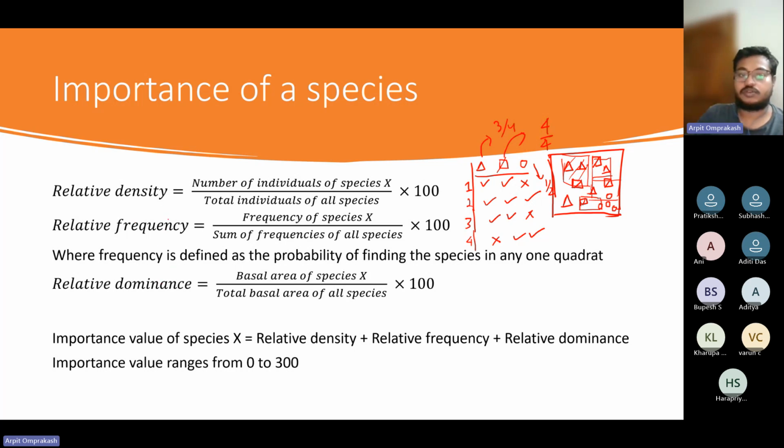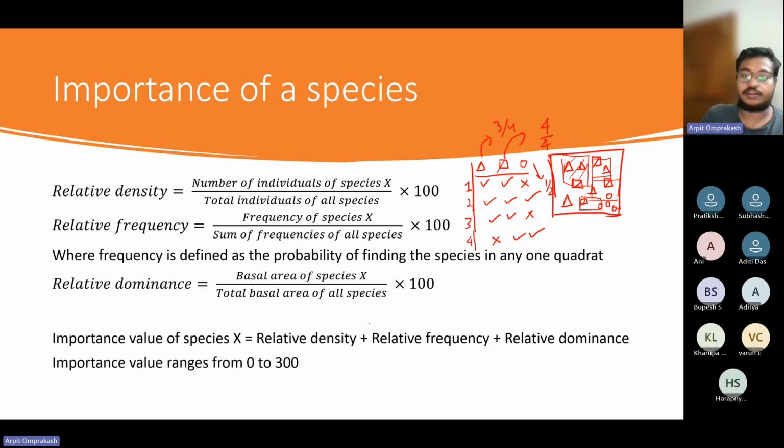So the importance of a species is then given as relative density plus relative frequency plus relative dominance. So relative density is how many individuals there are. Relative frequency is whether the species has a high probability of being encountered in the community, and relative dominance is if they occupy more area. So if they are doing all three, they basically have a higher importance value.